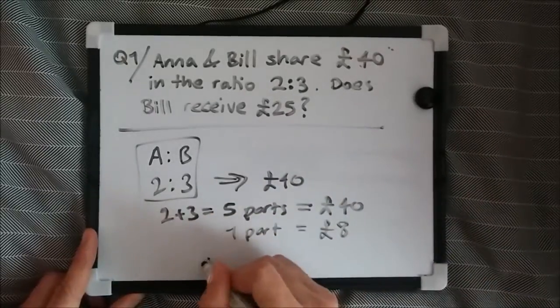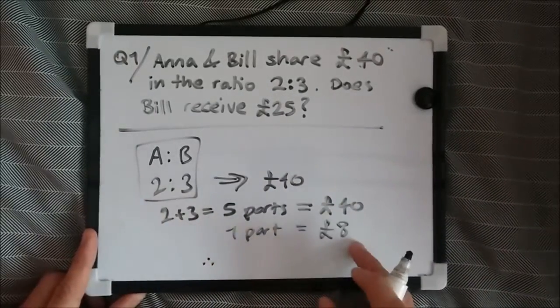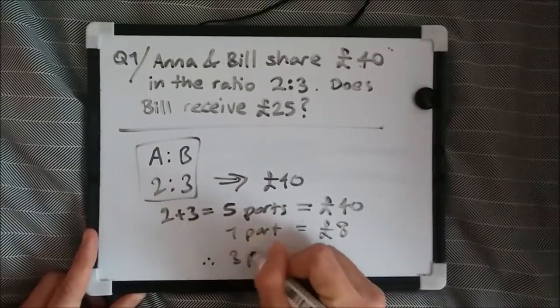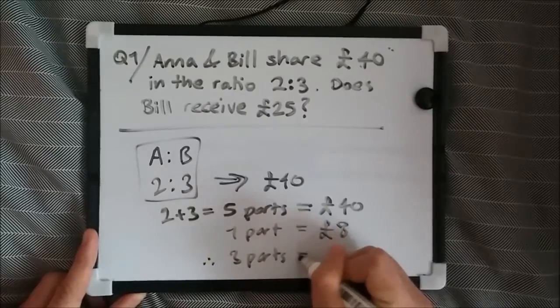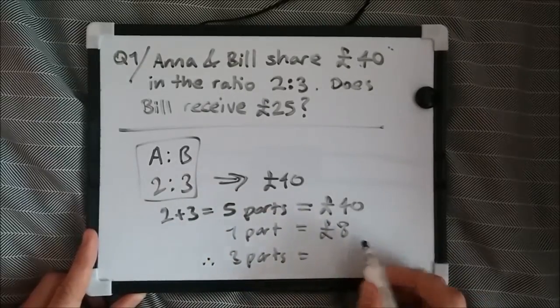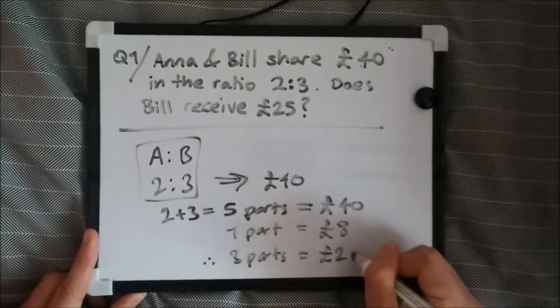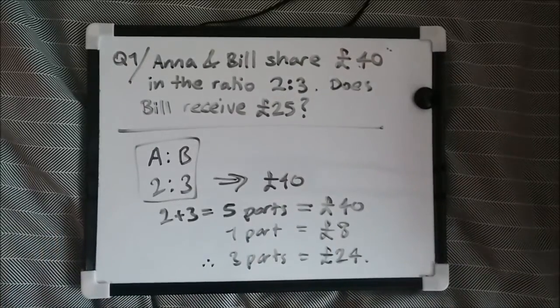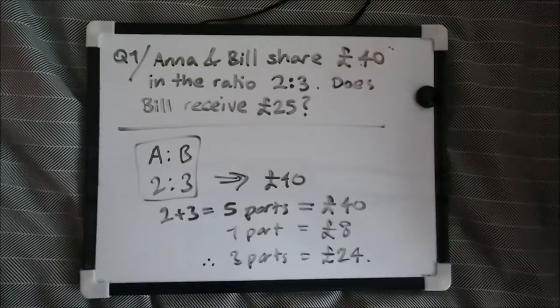And hence, to get 3 parts, we just need to multiply this term by 3. So for Bill, his 3 part share would equal 8 times 3, which is £24. Fairly simple, guys. So hope this helps, and let's move on to question 2.